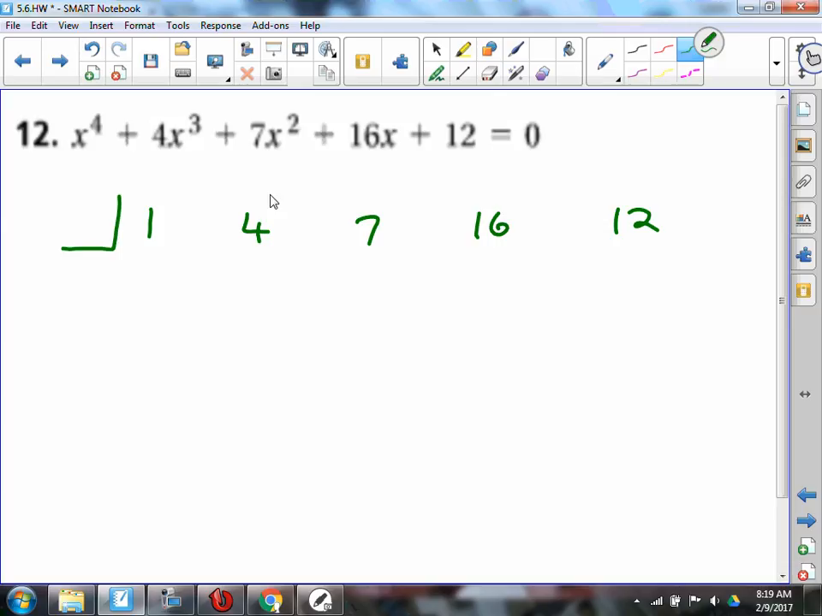So watch my possible rational roots list. I'm going to make it modified. I'm going to put an asterisk by it because since they're all positive, if I put anything positive in there, it's going to be positive and it's not going to be 0. So negative 1, negative 2, negative 3, negative 4, negative 6, and negative 12. I'm going to be bold. I'm going to have some fortitude.